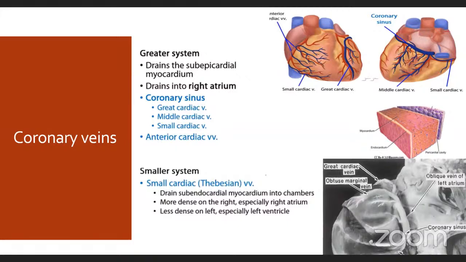The smaller system consists of small cardiac veins called the Thebesian veins. They drain the subendocardial myocardium and drain directly to whatever chamber they are adjacent to. So they are present more in the right atrium and right ventricle compared to the left side.